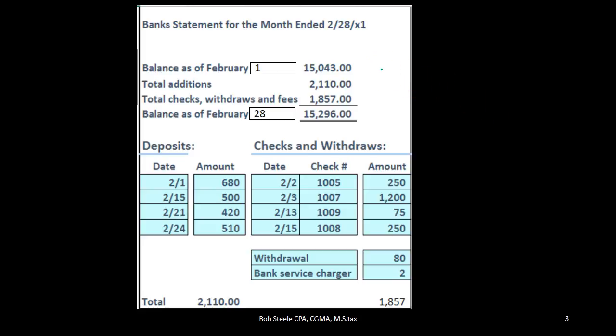Generally, the bank statement from the bank would look something like this. We've got the beginning balance. We've got the transactions summarized in terms of total additions and total withdrawals, and then we have the ending balance as of the end of the month.